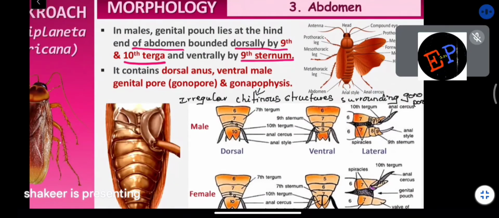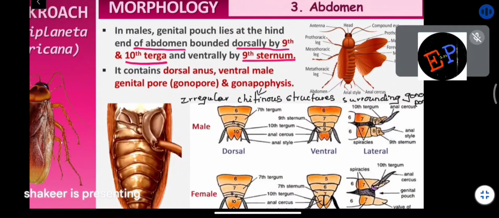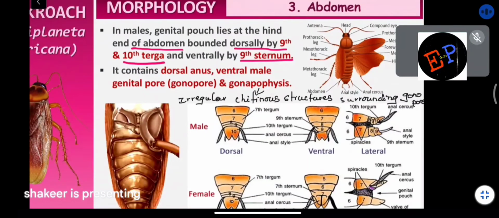Dorsally means what? Dorsal means back side, no? So on the dorsal side, the dorsal region, by the 9th and 10th tergites. Dorsal means back only, no? So on the back side, the 9th and 10th tergites, they form these genital pouches.